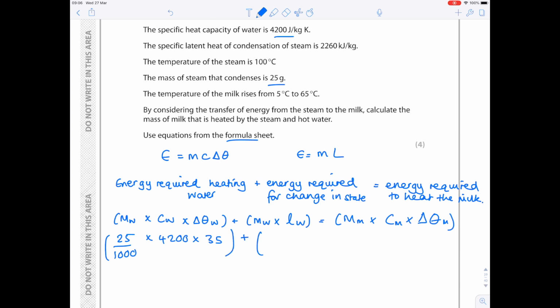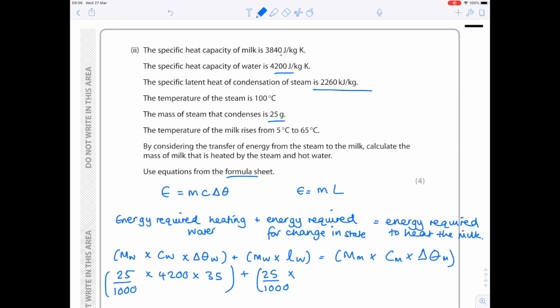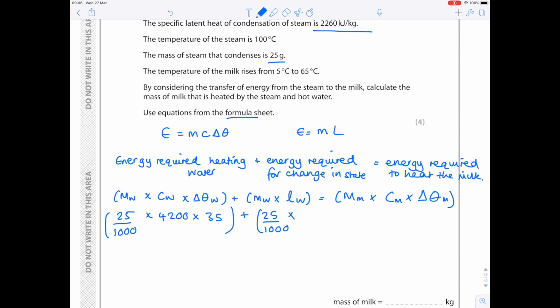plus the mass of water, which is again 25 grams, converting that to kilograms. Be careful now with the latent heat of condensation of water. Look at these units. That's in kJ. Everything else we've been given is in terms of J. They are being so horrible here, which is why we need to take that number, 2,260, and times it by 1,000.